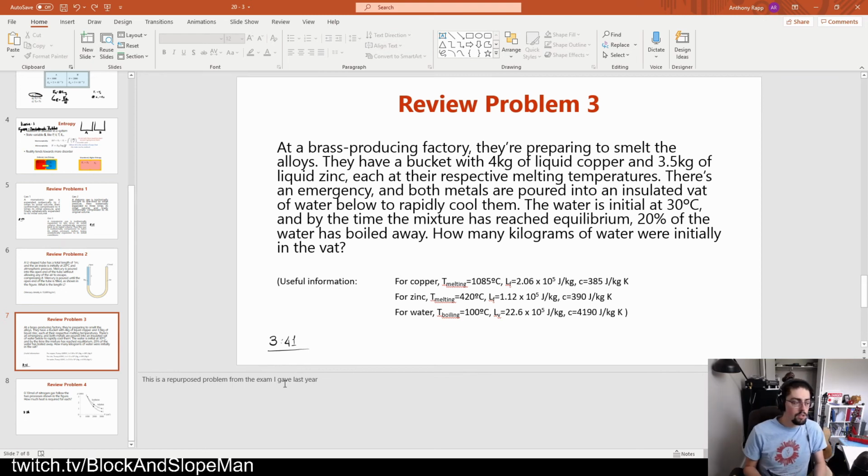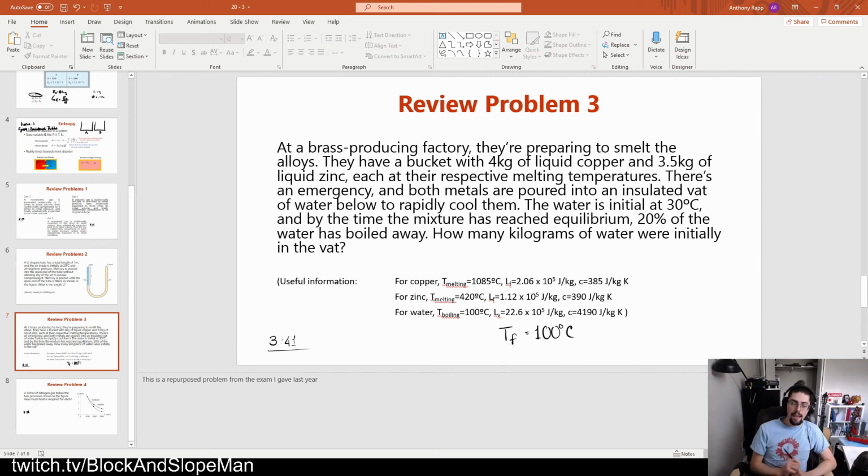What temperature does everything end at? Temperature has to be 100 degrees Celsius, because it's partway through boiling, right? 20% of this has boiled off into steam, and if we remember right, there's no temperature change that can happen during a phase change. So if everything's mixed together, everything's at the exact same temperature this entire time, we're partway through the boiling process. We're at the boiling temperature, 100 degrees Celsius. So TF should be 100 degrees Celsius.